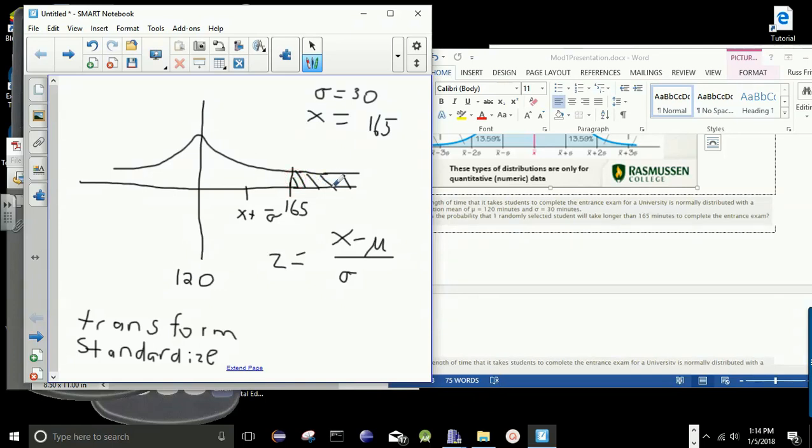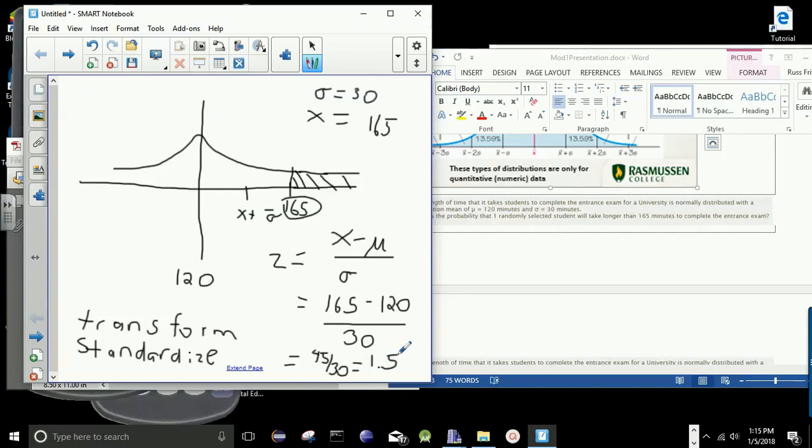So to do that, we need to standardize this number and get a z-score for 165. So calculate the z-score. x is 165, mu is 120, and then you divide that by the standard deviation, which is 30. 165 minus 120 is 45, so that's 45 over 30, which is 1.5. All right, so that's your standardized score.